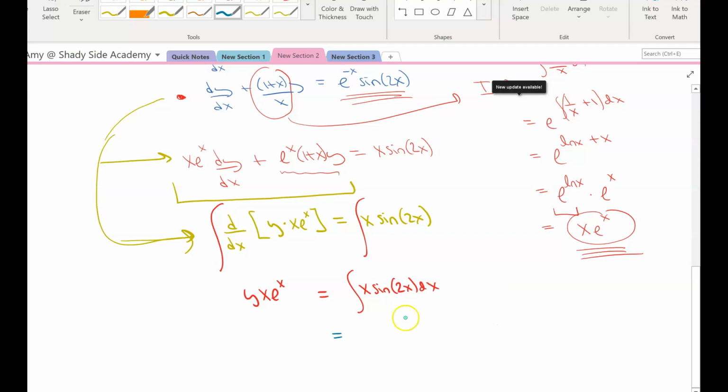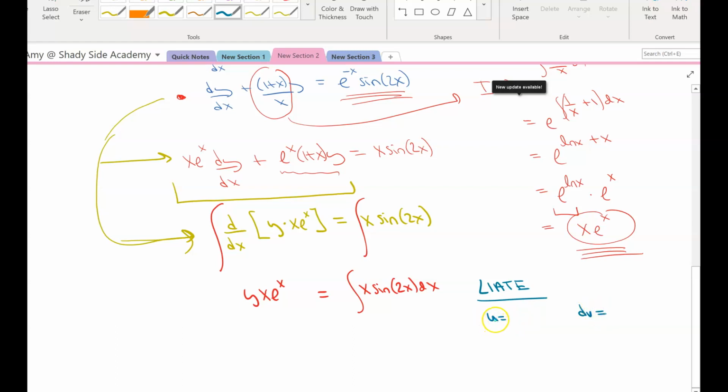The parts are LIATE. Okay, those of you who were in BC last year, if you see the shortcut of tabular, go ahead and use tabular. I'm going to do it out for everyone else because they likely don't remember tabular. So the choice of u, the choice of dv. Okay, that's your critical decision.